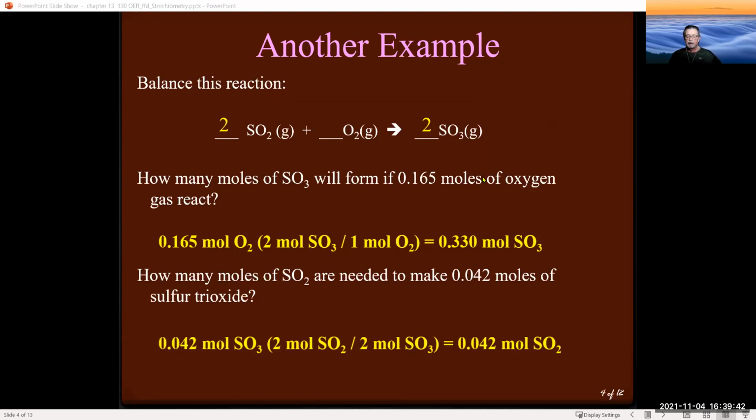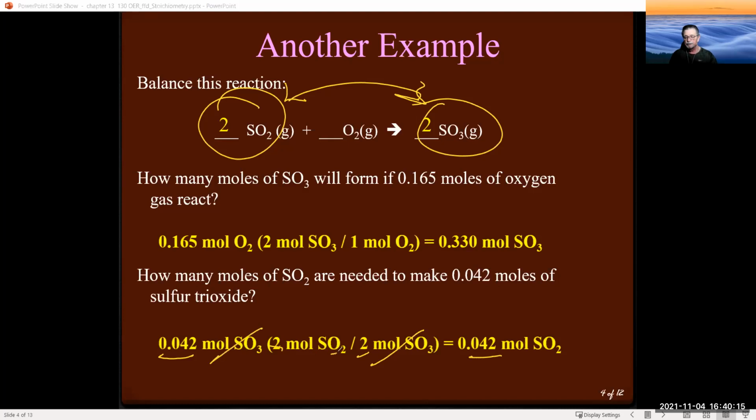All right, so here we have it. How many moles of sulfur dioxide are needed to make 0.042 moles of sulfur trioxide? So we're going from here to here. Notice the ratio is 2 to 2. Go ahead and put the 2 there until you're comfortable with it, but you can also notice that the 2's cancel, so this amount will be the same. Obviously, what changes is the units, which in this case would be sulfur dioxide.